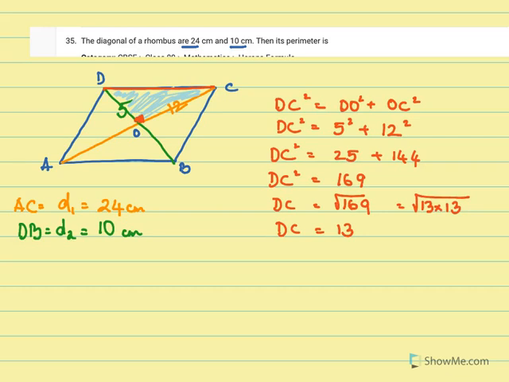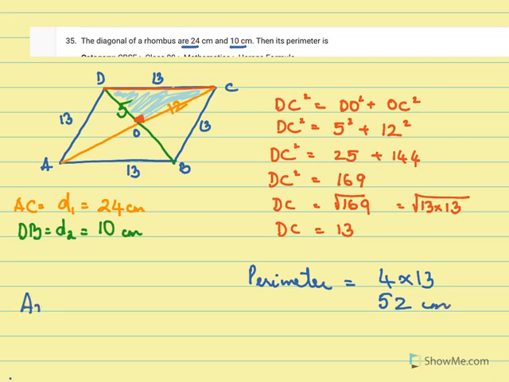So the perimeter of this rhombus would be, this is 13, this also will be 13, this will be 13 and 13. All the sides are equal, so perimeter equals 4 into 13, which is 52 centimeter.